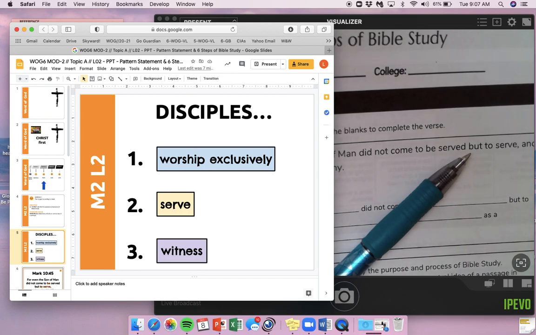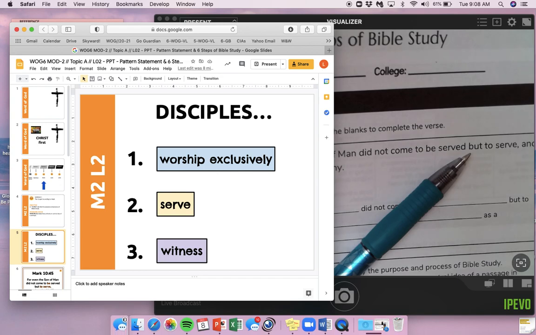Okay, let's go ahead and dive down here just as a quick review. Remember the 3 things that disciples are known for. If you're a true disciple of someone or something, you worship that person exclusively, only that person. You serve them. Remember our example yesterday of the cup of water. And then you witness. That means you share about what you worship. You share it with everybody that you can.